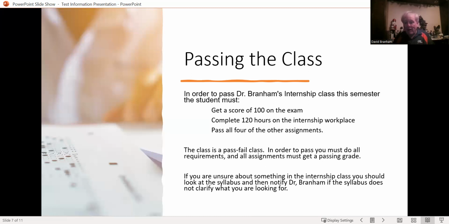If you're unsure about something in the internship class, you should look at the syllabus and then notify Dr. Branham if you don't understand what it says in the syllabus. The syllabus is a contract that you have in every single class. You should scan the syllabus regularly. You should know everything that's in it, because that contract is binding. The professors aren't able to just change their mind and say, well, I decided to move the due date up, even though it says in the syllabus that the due date is back here.